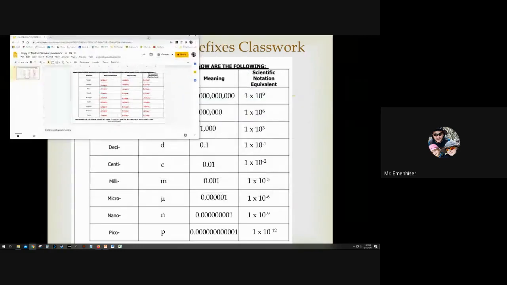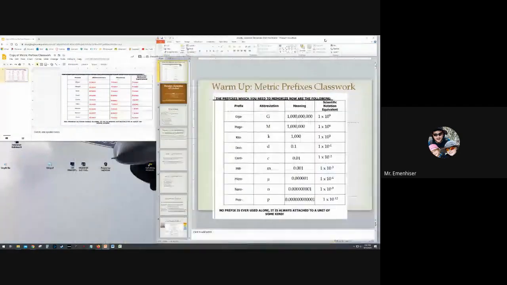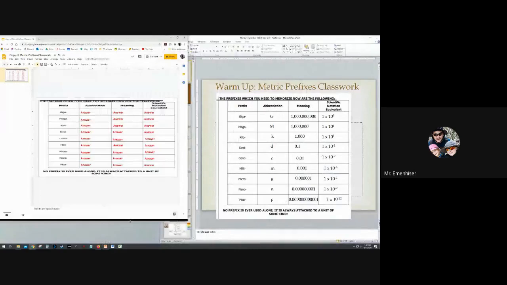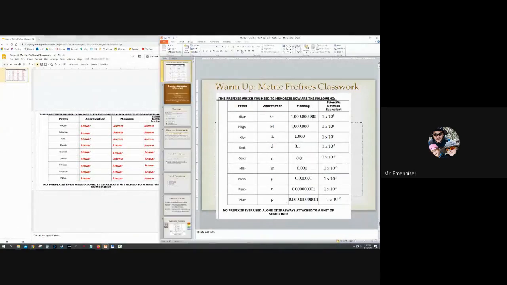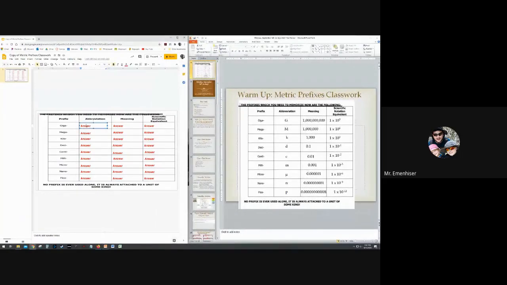So what we can do is open this here and then have this in a separate window, right? And kind of split them. Something like that. And then I would click on where it says answer, and I would type my answer. The abbreviation for giga is G, so I would put G there, and so on. Okay. If your scientific notation doesn't look exactly like this, it's fine. If I go ahead and do it, I'll show you how to do it correctly.